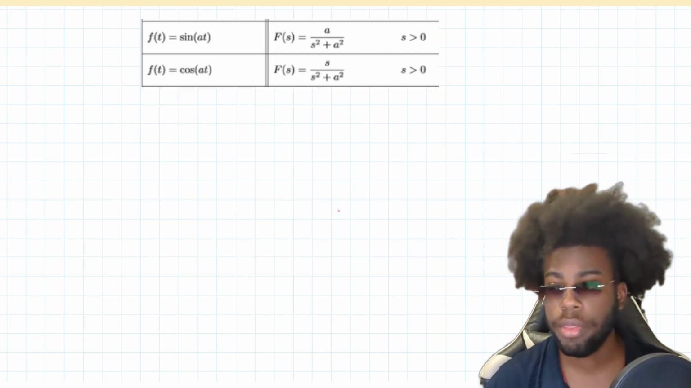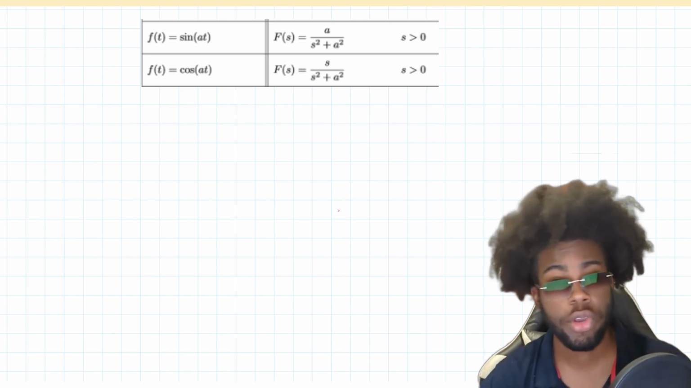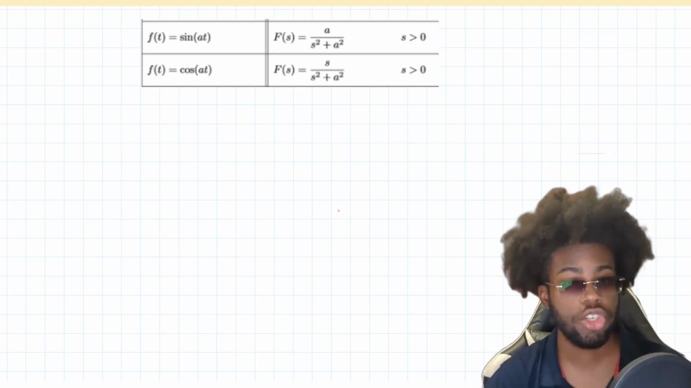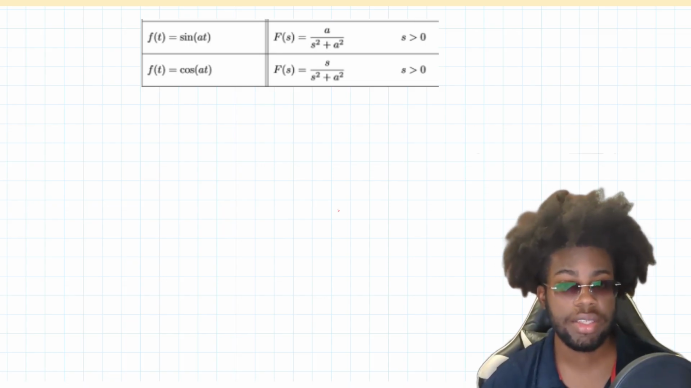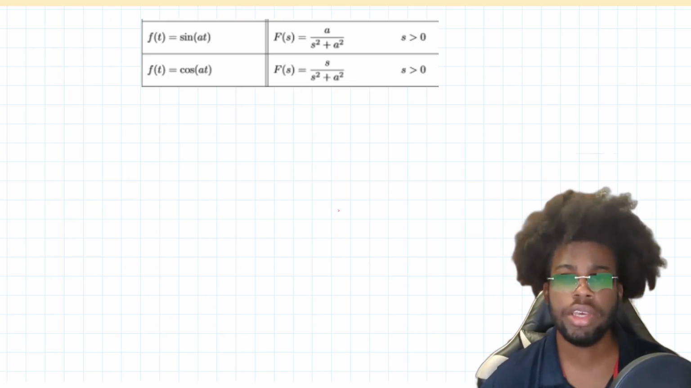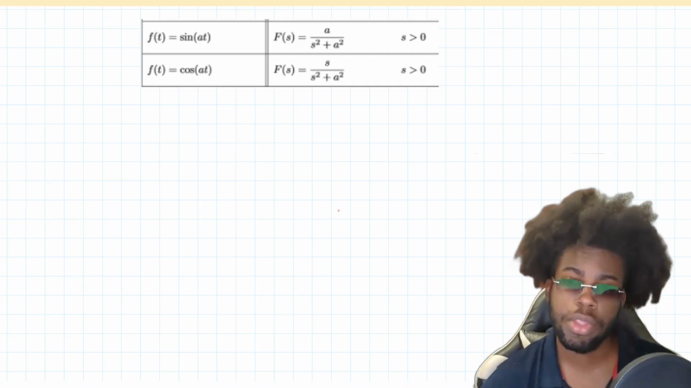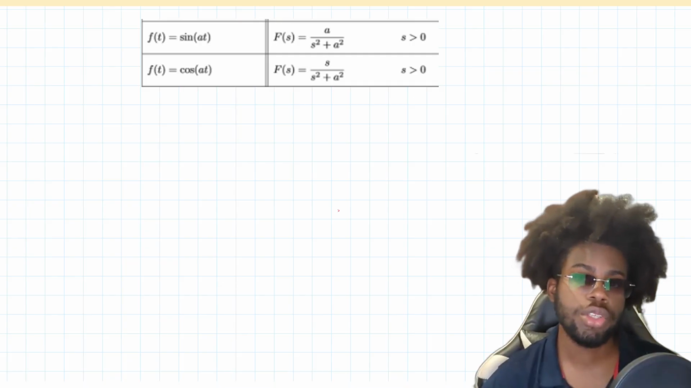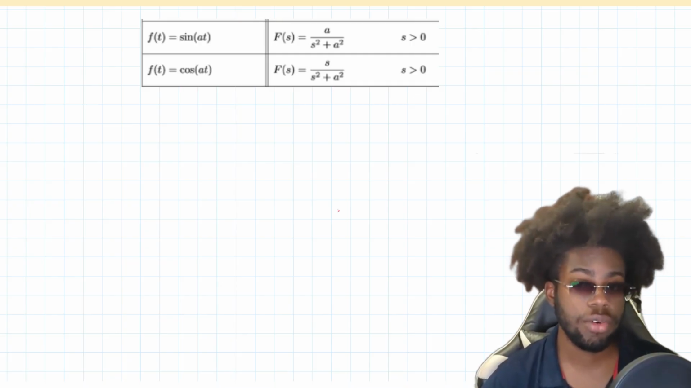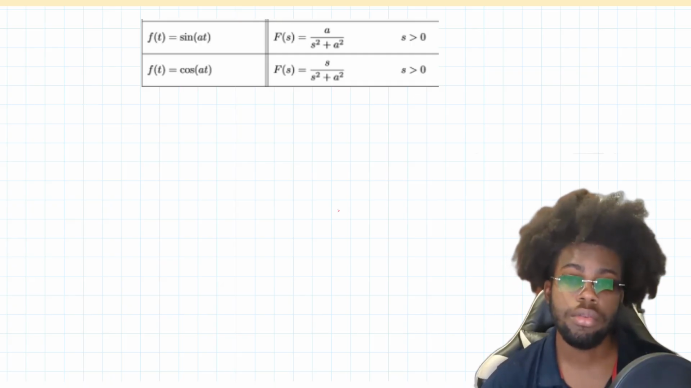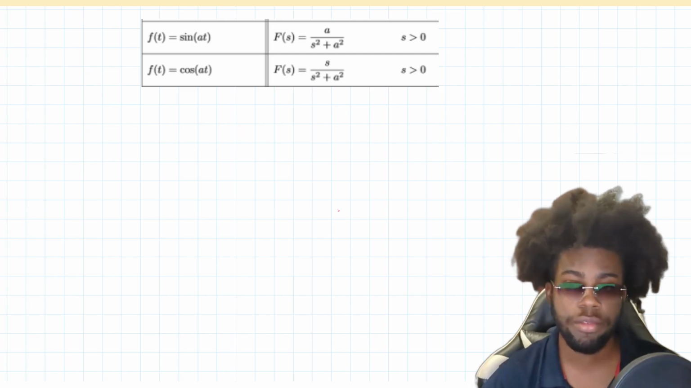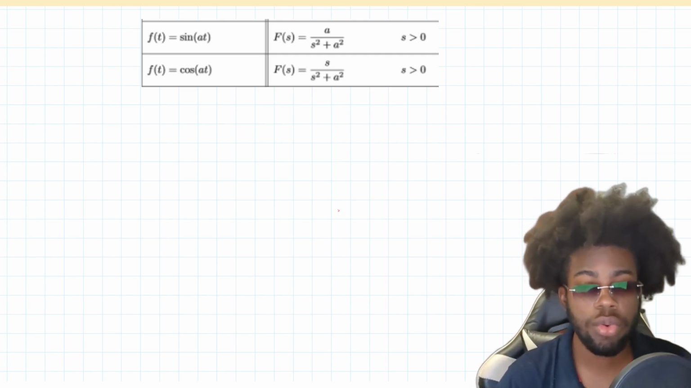Here are two fundamental proofs for any student that's studying the Laplace transform. We're going to prove the Laplace transform of sine at and cos at, or sine omega t and cos omega t if you're in an engineering or physics application. Very often you'll see these transforms given to you in your Laplace transform table for you to remember or to apply, but not infrequently you'll be asked to derive these from first principles, which is exactly what we're going to do now.